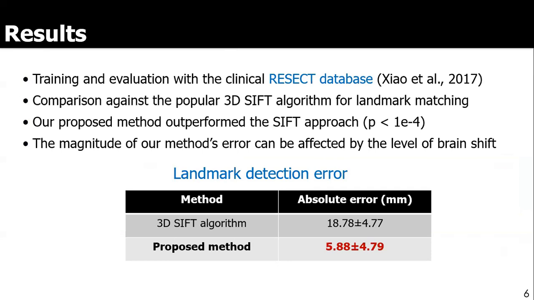We developed and evaluated our model based on the ReSeq database. We also compared our method results with the 3D Shift algorithm results for landmark matching. We got the absolute error of 18.78 plus minus 4.77 millimeter for the 3D Shift and 5.88 plus minus 4.79 for our proposed method. Our proposed method could outperform, as you can see in the table, the 3D Shift approach with a statistical significance. We also noticed that the magnitude of our method's error can be affected by the level of the brain shift.